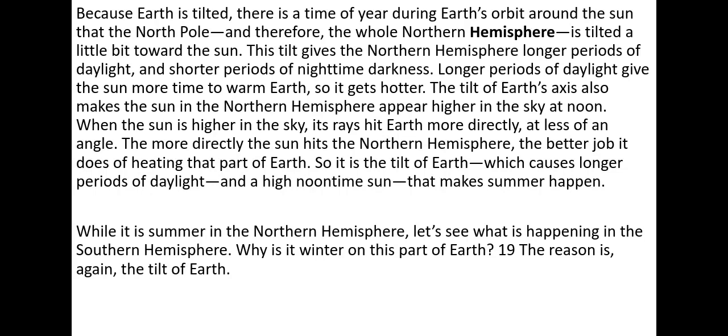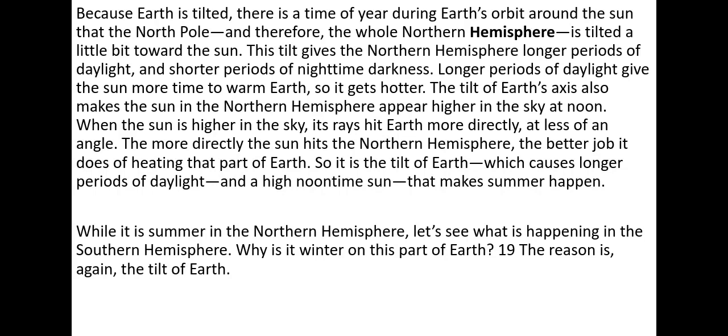The tilt of Earth's axis also makes the sun in the northern hemisphere appear higher in the sky at noon. When the sun is higher in the sky, its rays hit Earth more directly, at less of an angle. The more directly the sun hits the northern hemisphere, the better job it does of heating that part of Earth. So it is the tilt of Earth which causes longer periods of daylight and a high noontime sun that makes summer happen.